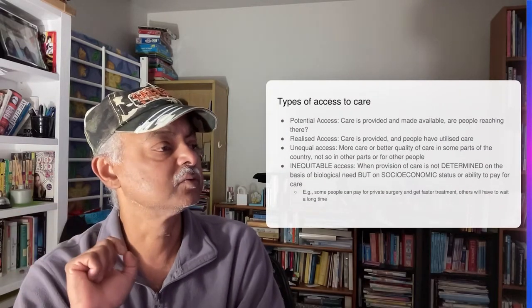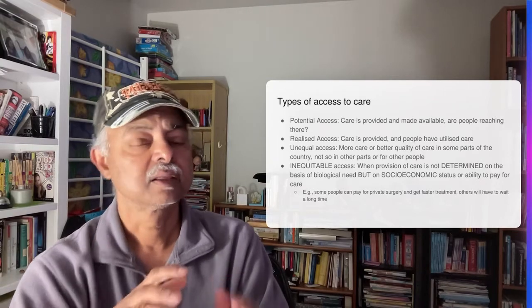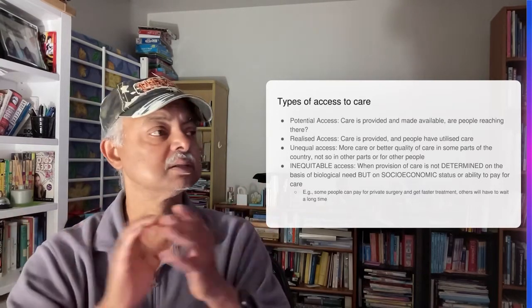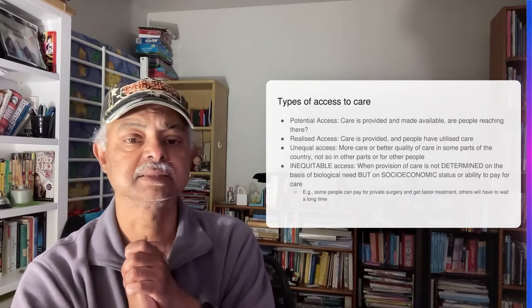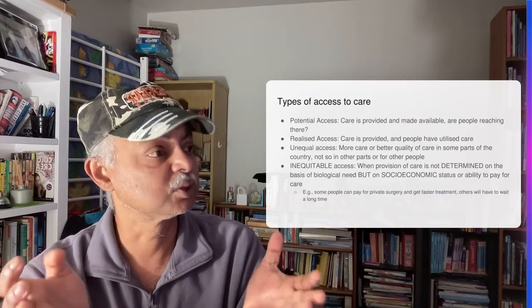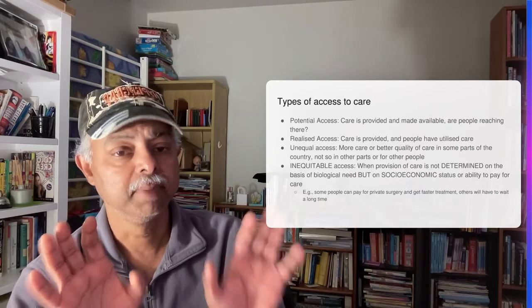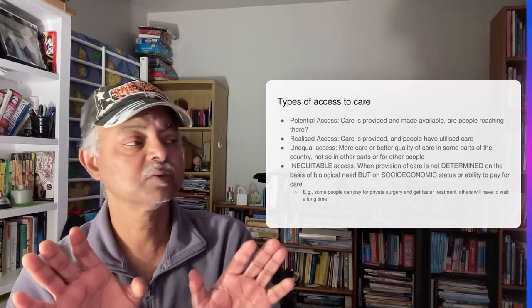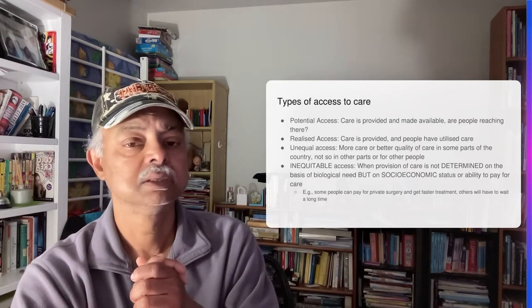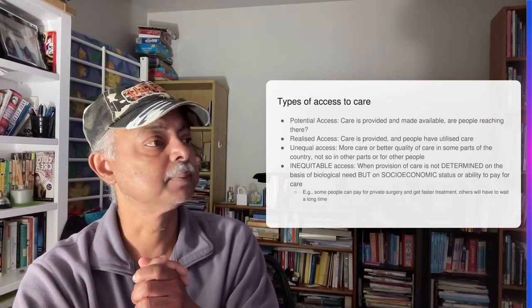What are the different types in which we access care? Which means that the care process is present in the community. Are people accessing it? Or is it made available at all in the first place? If the care process is made available, regardless of whether people are using it, then that kind of access is called a potential access.